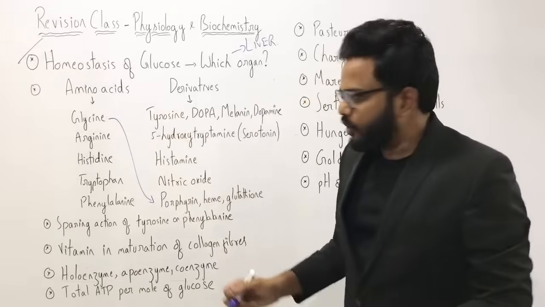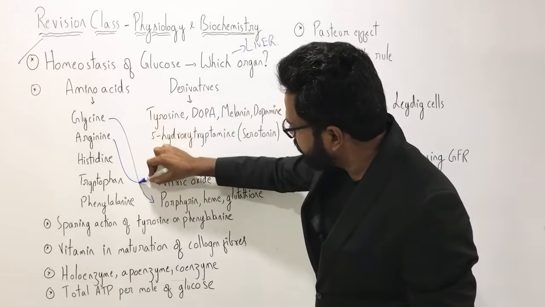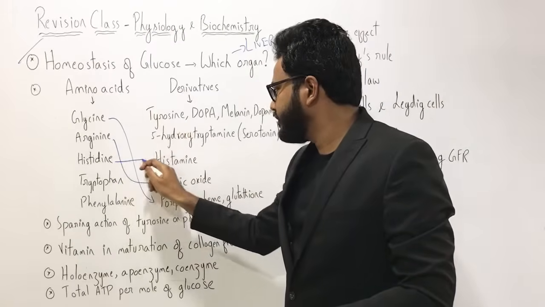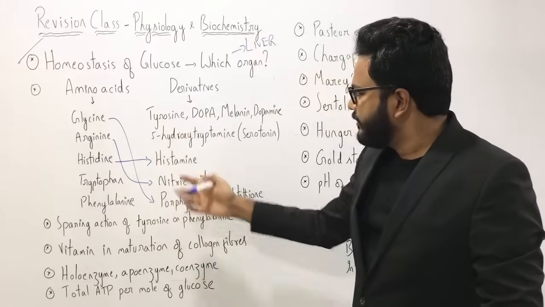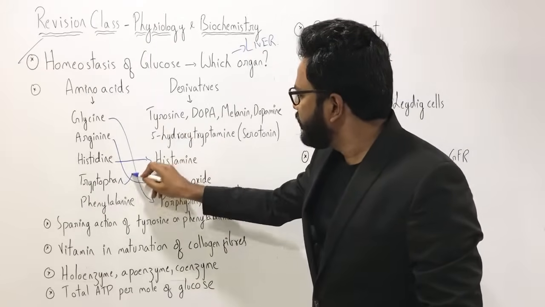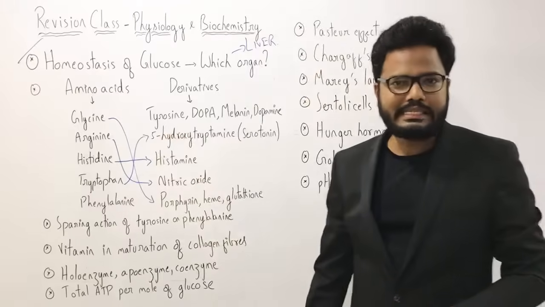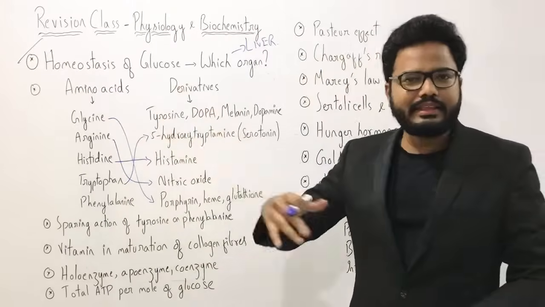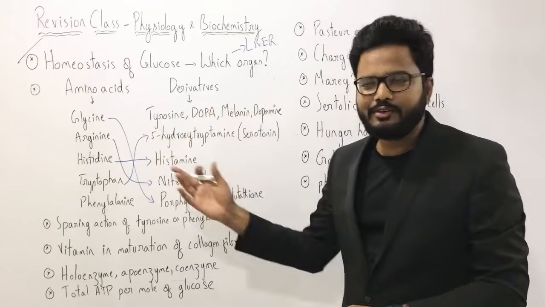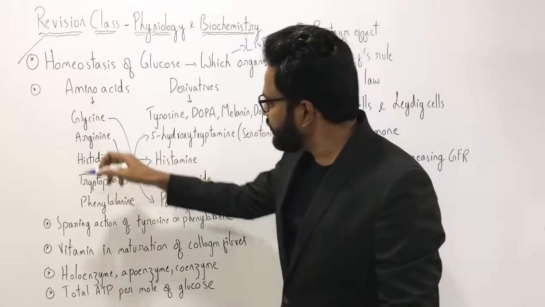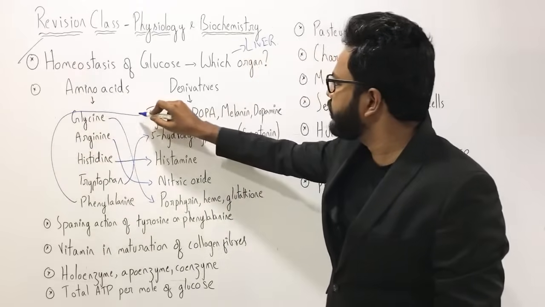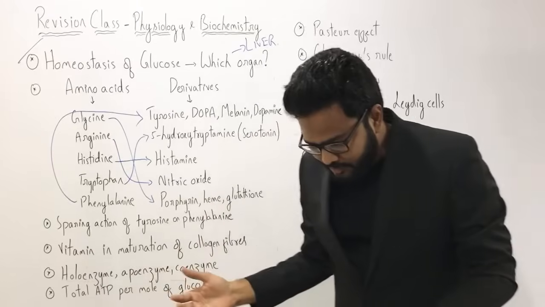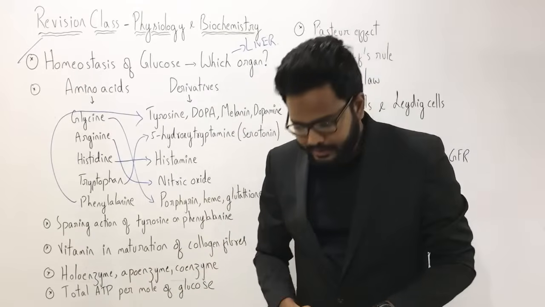Arginine, nitric oxide. Histidine, histamine. So this is relatively easy to remember. Tryptophan, 5-hydroxytryptamine or serotonin. And finally, phenylalanine and its derivatives, which include tyrosine, dopa, melanin and dopamine. Right? So do make a note of these points and consider this very important.